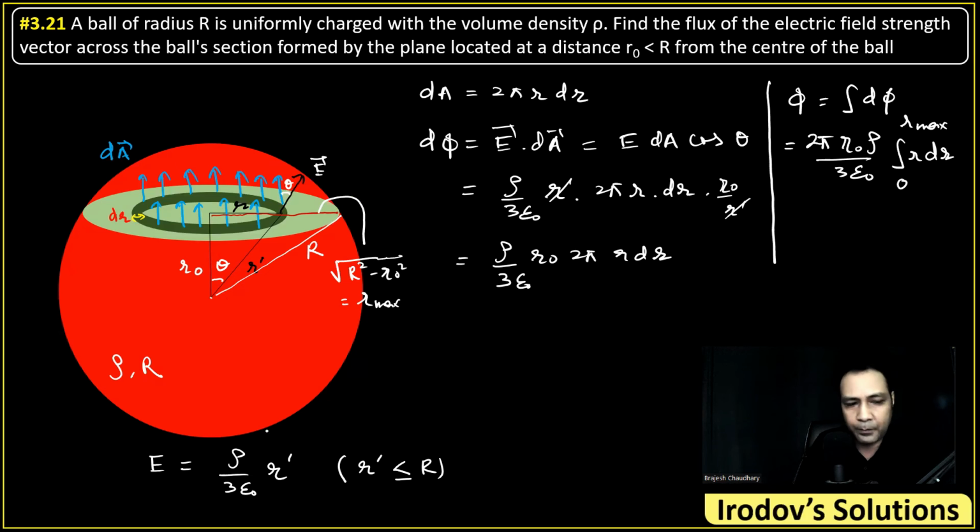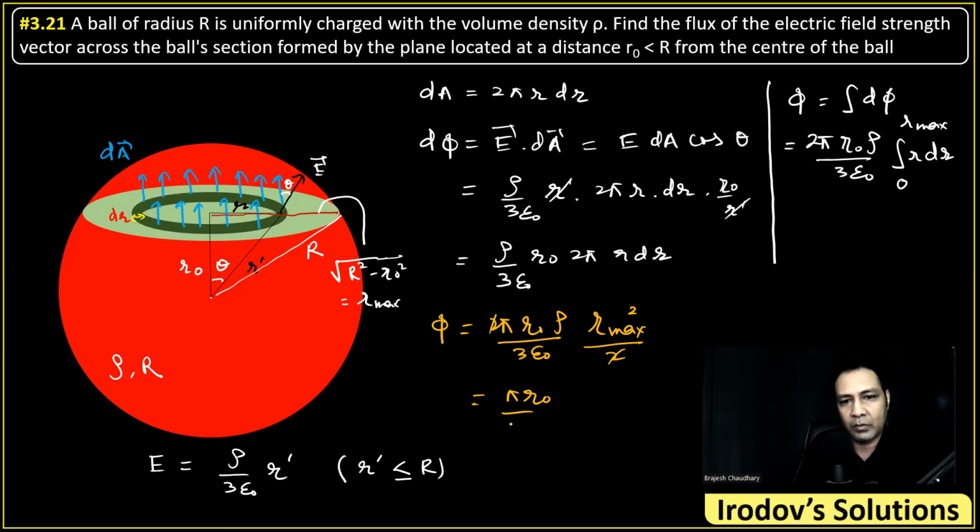So phi will come out to be 2 pi r naught rho by 3 epsilon naught. This integration will be r square by 2, and if I put in the limit, I will get r max square by 2. This 2 gets cancelled. So pi r naught rho by 3 epsilon naught, and the value of r max square is R square minus r naught square. If I take the square, I will get simply this.